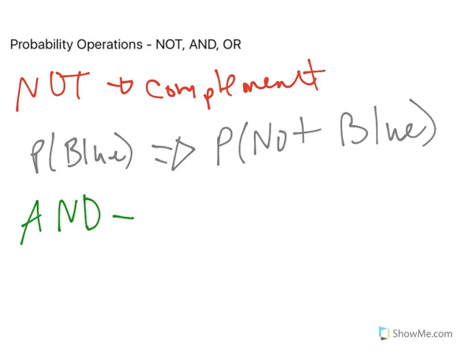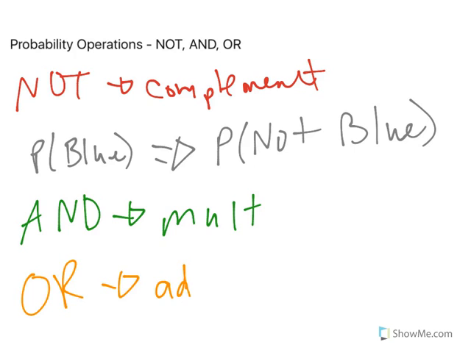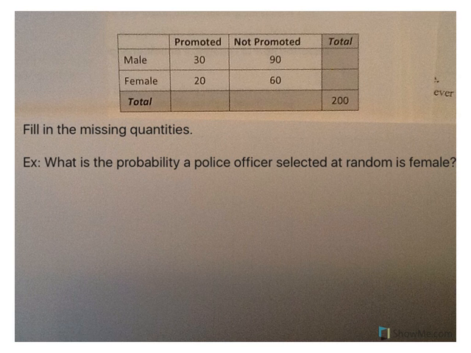And in normal probability, and implies multiplication. We're going to use probability tables, so we're not going to get too much into that. But or implies addition, and we will get into that big time. So that's going to be a little bit more intense than the and because of our probability tables, and you'll see all of that as we work through.